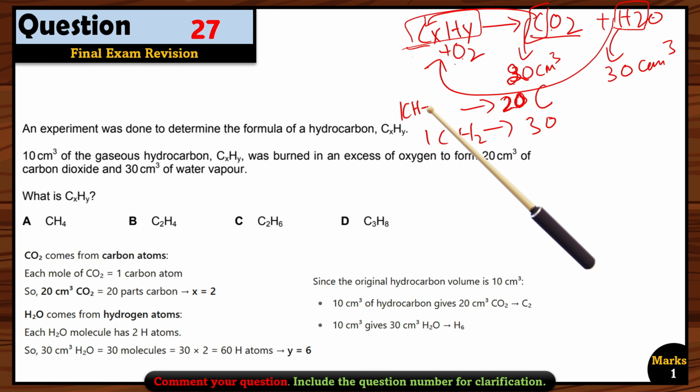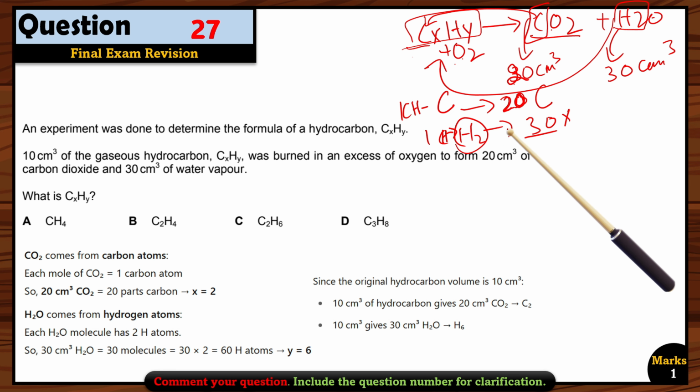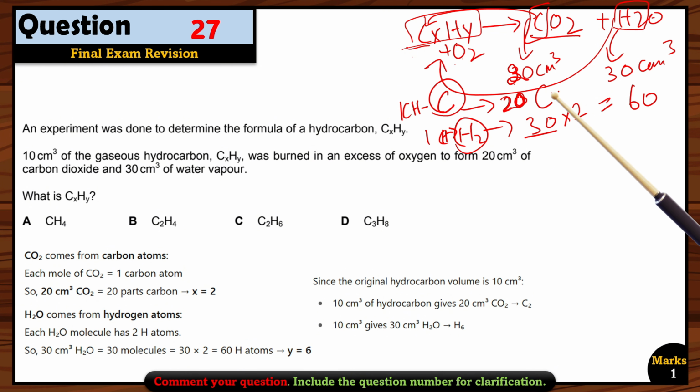So 1 CH will give you how many carbons, and 1 CH will give you how many hydrogen? 30. Now let's see the mass. Hydrogen mass is 2, right? Because there are 2. So 2 multiplied by 30 is equal to how many we will get? Because 2 atoms, it will be 60, right? But carbon is just 1, so we will just simply get 20 carbon, right? 20 carbon will be produced, but here we will get 60 atoms of hydrogen and 20 of the carbon.